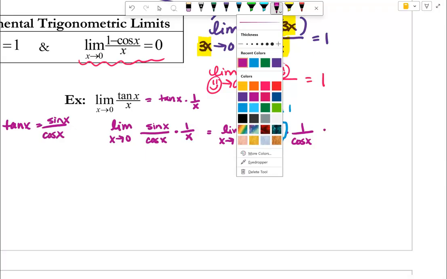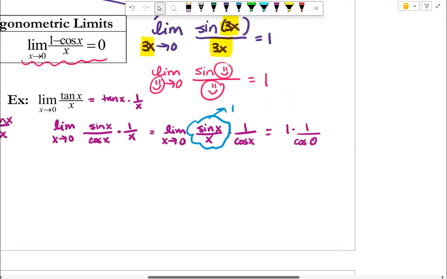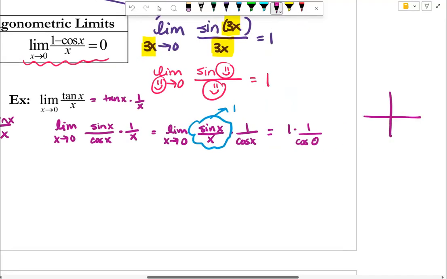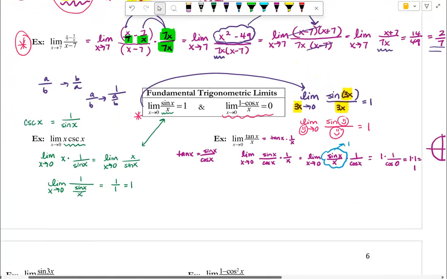All right, so we have 1 times 1 over the cosine of 0. And again, I need to remember on my unit circle that if I'm out here at 0 radians, that is the ordered pair (1, 0), and cosine is our x value, sine our y value on the unit circle. So this just becomes 1 times 1, which is 1. All right, so the value of our limit is 1.